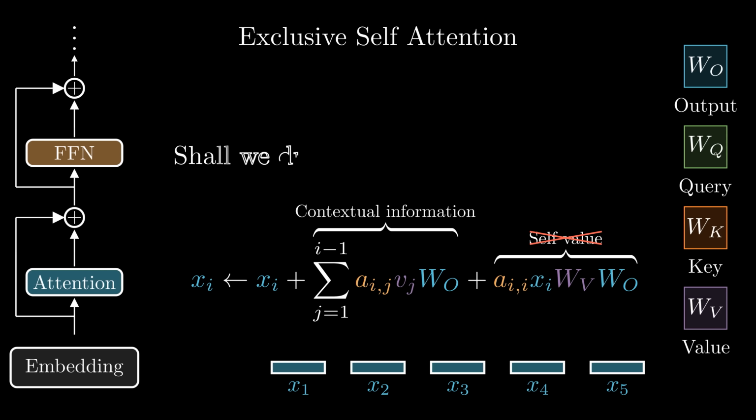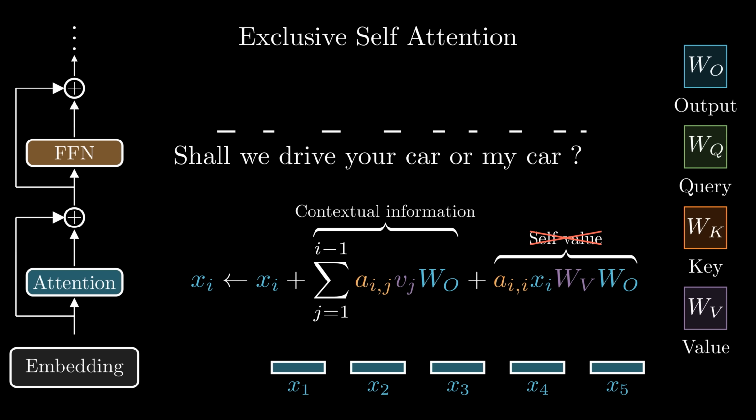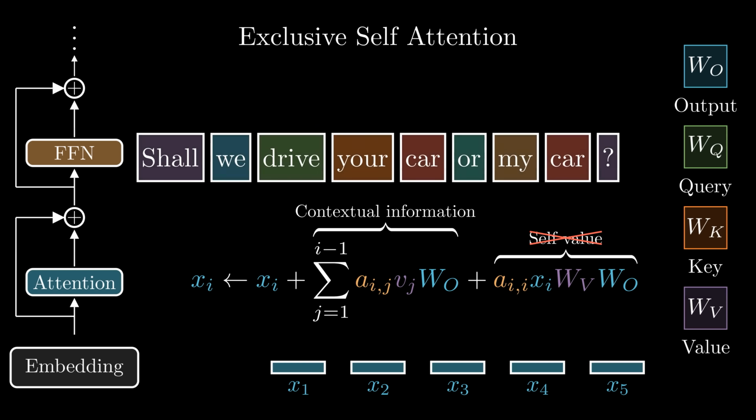Consider the sentence, "Shall we drive your car or my car?" The word car appears twice. At the start of training, both occurrences share identical embeddings, and therefore identical value vectors. Standard attention lets the second car attend heavily to the first car. So the second car absorbs the first car's value direction, even though what the first car actually needs is context from your, and the second car needs context from my. The self-value direction bleeds in and crowds out the contextual signal.